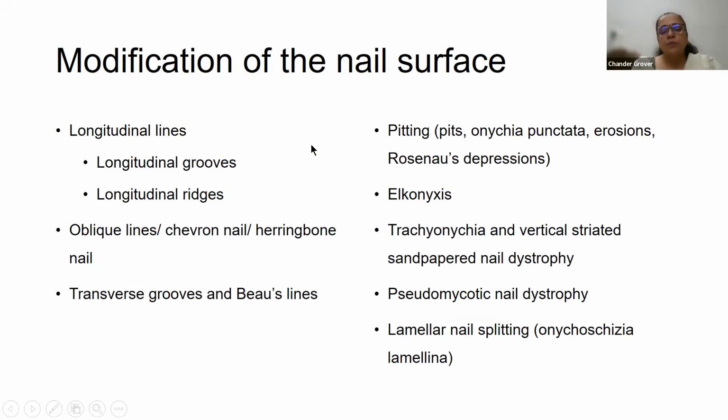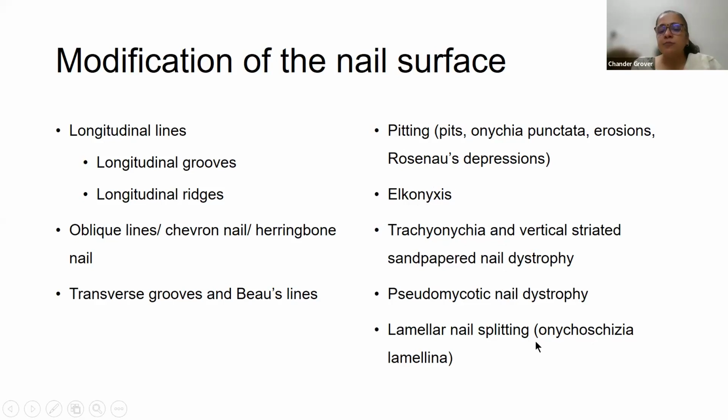Then it may be there are no lines, but there are pits, and a larger pit known as elkonyxis. Then there is trachyonychia. Trachyonychia, if you examine it under the onychoscope, is a combination of lines and pits with a rough surface, with onychoschisis also, the last entity here, lamellar splitting. So basically the best term to describe it is sandpaper. It's a combination of all these things.